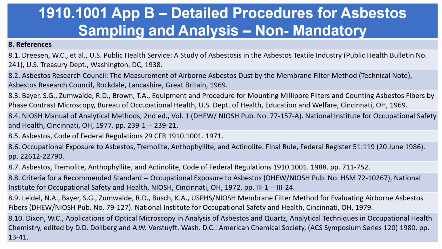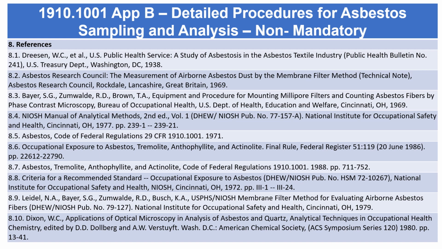77-157A. National Institute for Occupational Safety and Health, Cincinnati, Ohio, 1977. Pages 239 to 21. 8.5. Asbestos, Code of Federal Regulations 29 CFR 1910.1001, 1971. 8.6. Occupational exposure to asbestos, tremolite, anthophyllite, and actinolite. Final Rule, Federal Register 51:119, June 20, 1986.